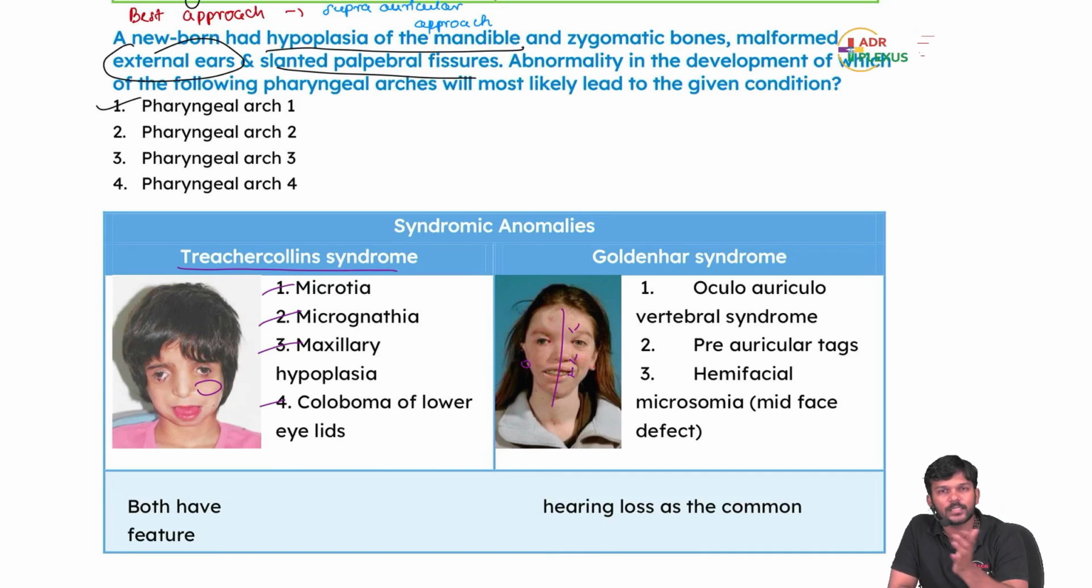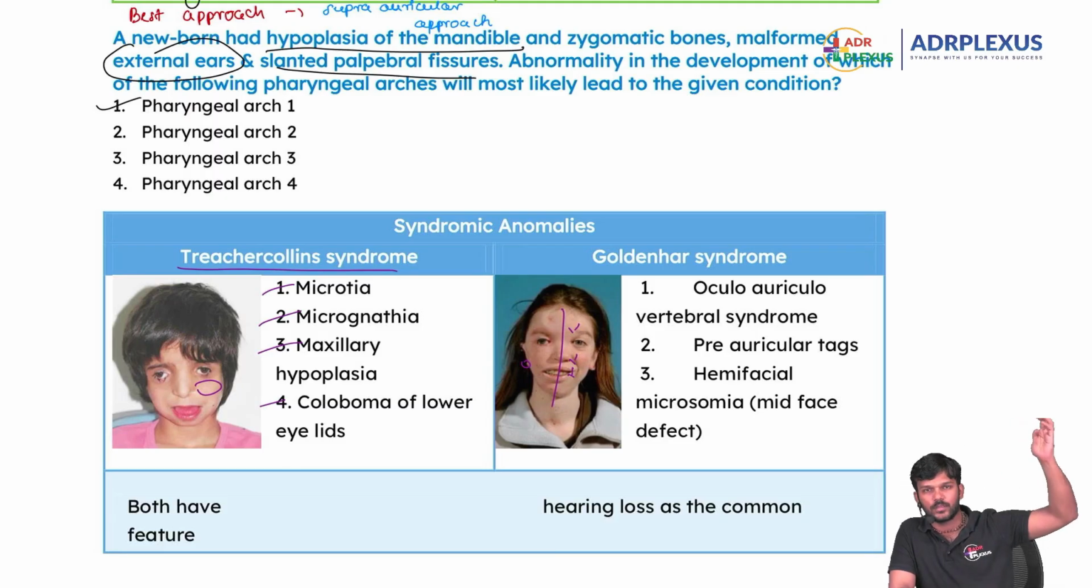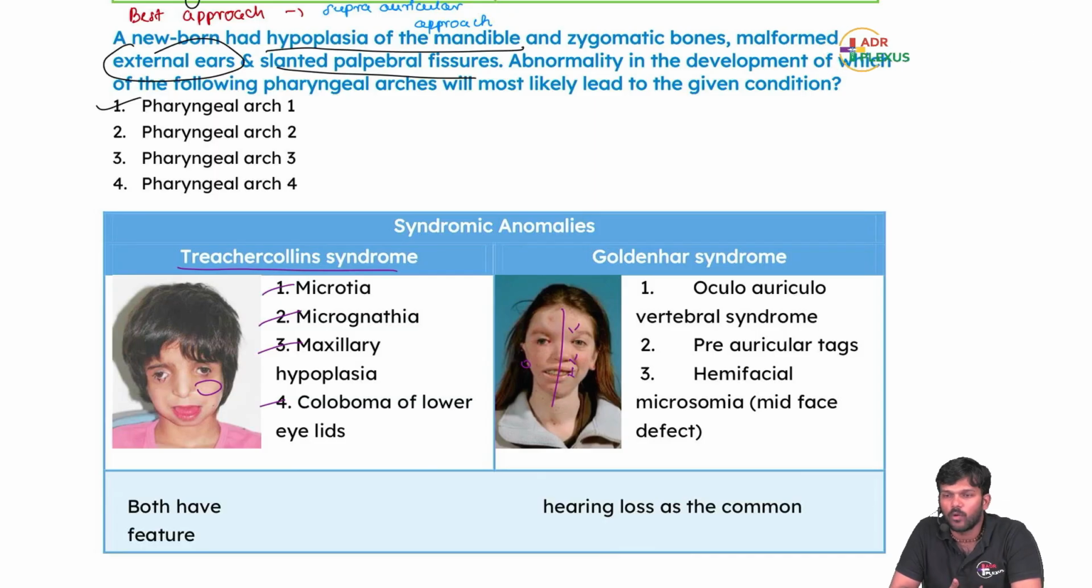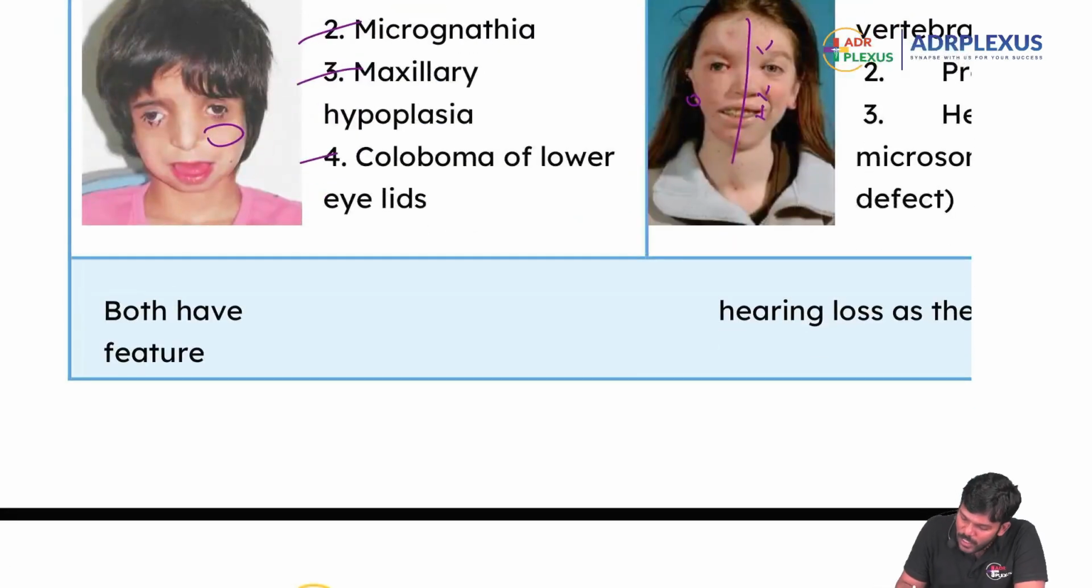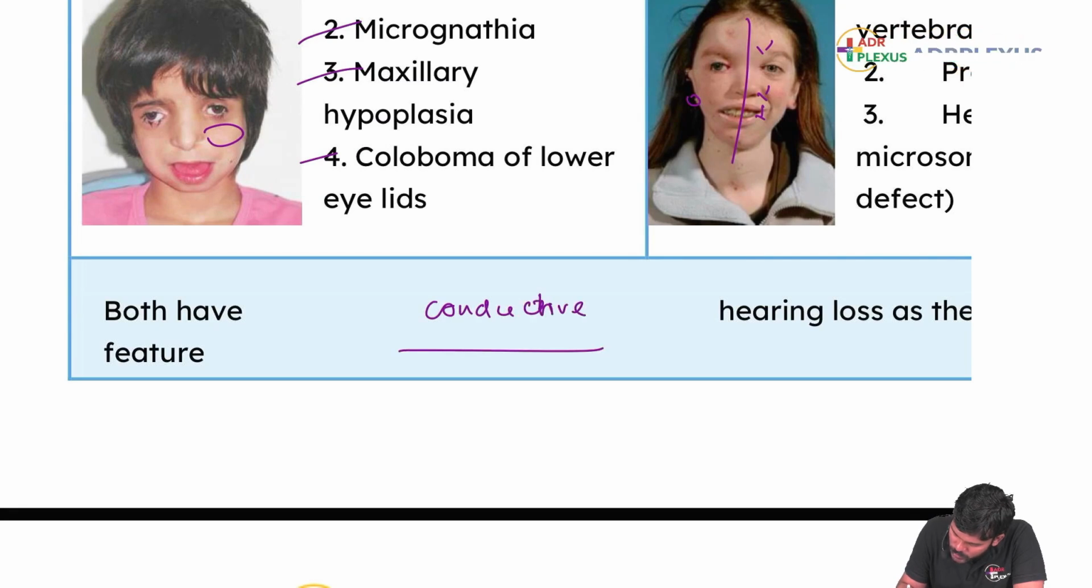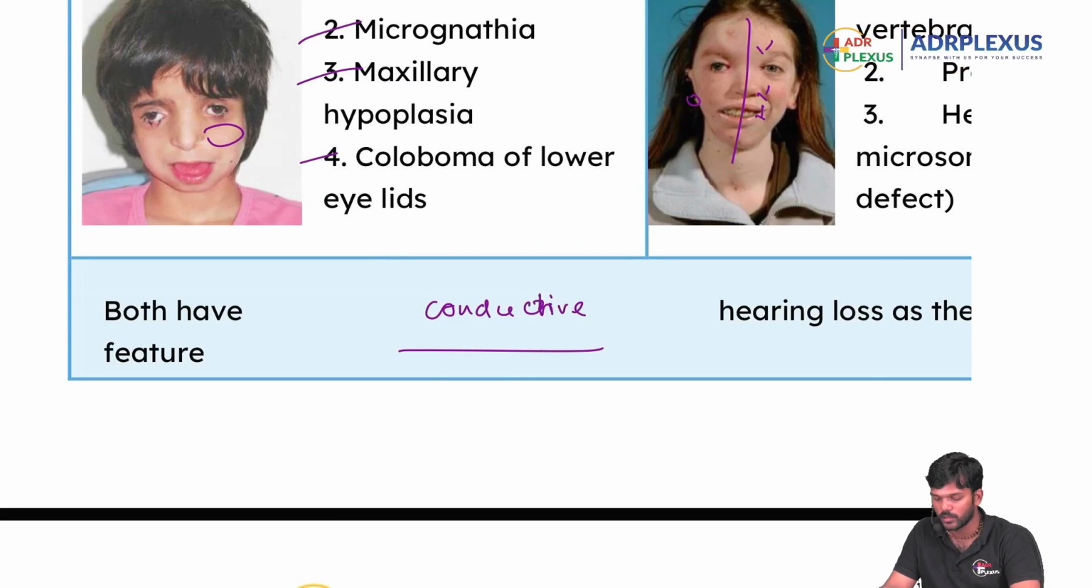You would have seen some 50-60 syndromes. Pendred syndrome, Waardenburg syndrome, Perrault syndrome. Every syndrome will be having hearing loss. All those hearing losses will be sensorineural hearing loss. But we are having only a few syndromes which have conductive hearing loss, that are because of pharyngeal arch anomalies. These both will have conductive hearing loss as common between these two. Conductive hearing loss. Understood?